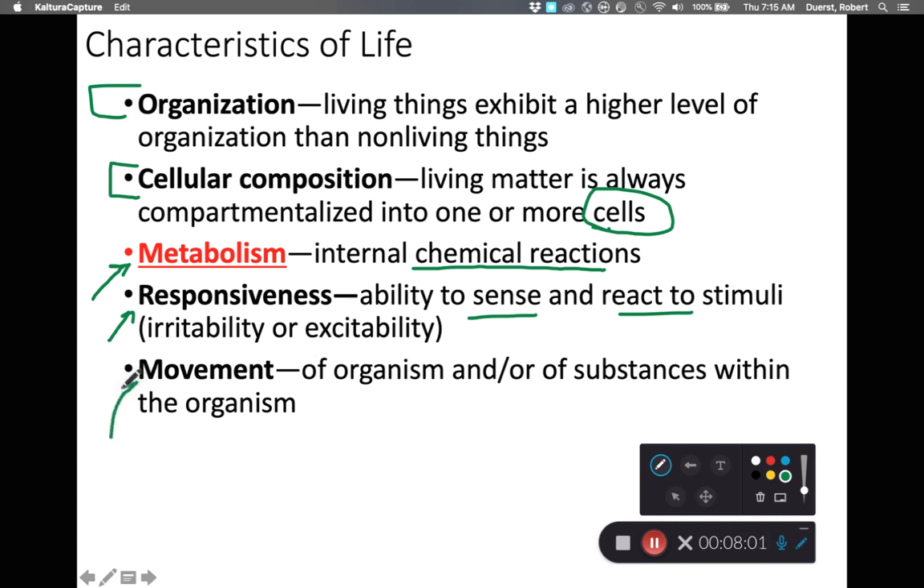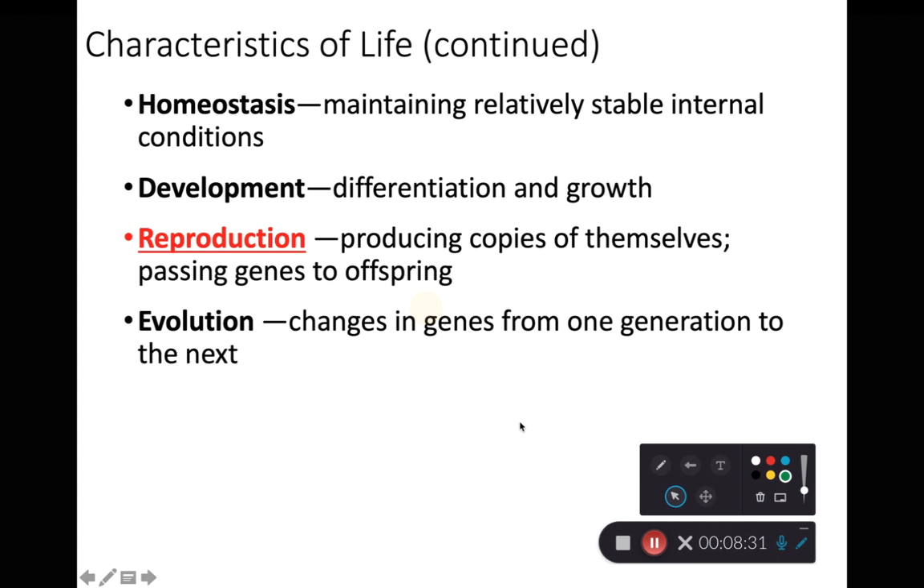And we also need to be able to move. We need to be able to move substances within our own bodies, and we need to be able to move our bodies. And if I'm thinking of a plant right now, plants don't move their bodies very quickly, but they can move their bodies a little bit. They exhibit phototropisms. They tend to grow towards the light so that they can maximize the beneficial metabolic reactions that they need to stay alive. But we as human beings aren't plants, so let's not talk about plants anymore.